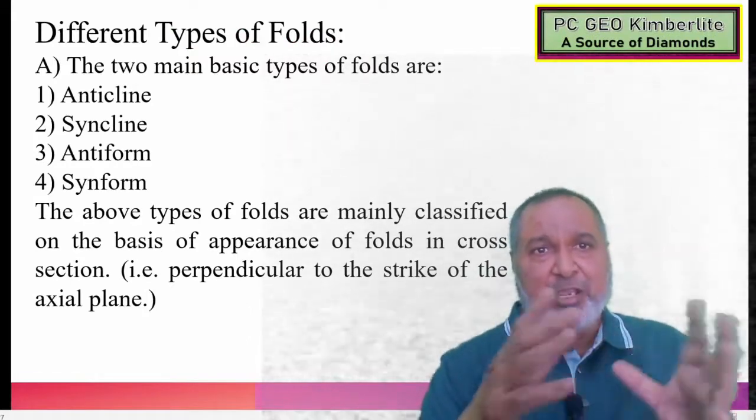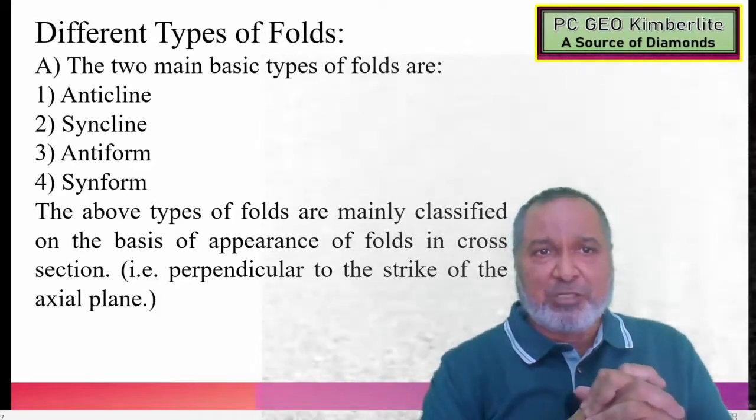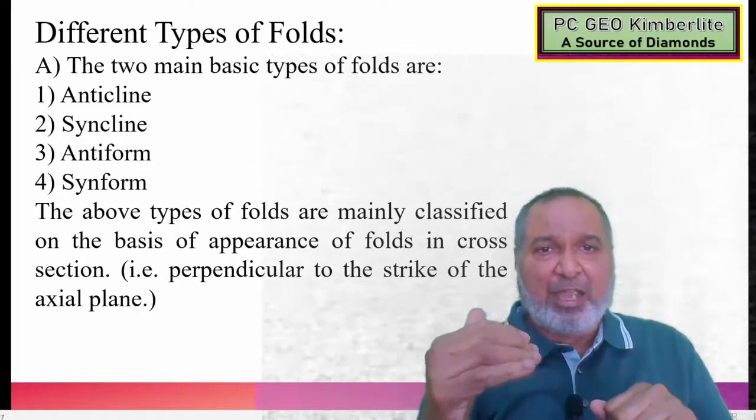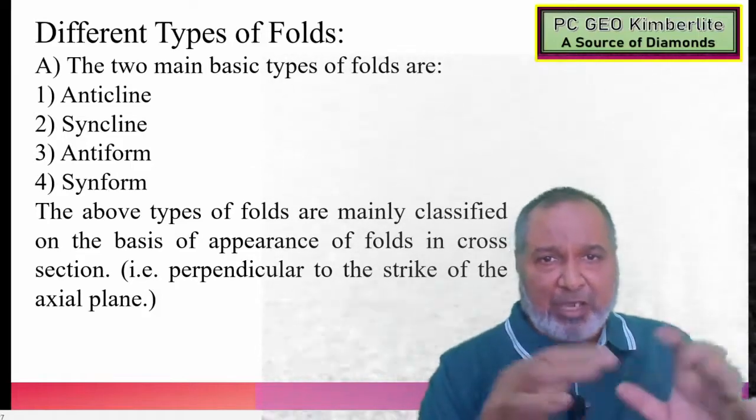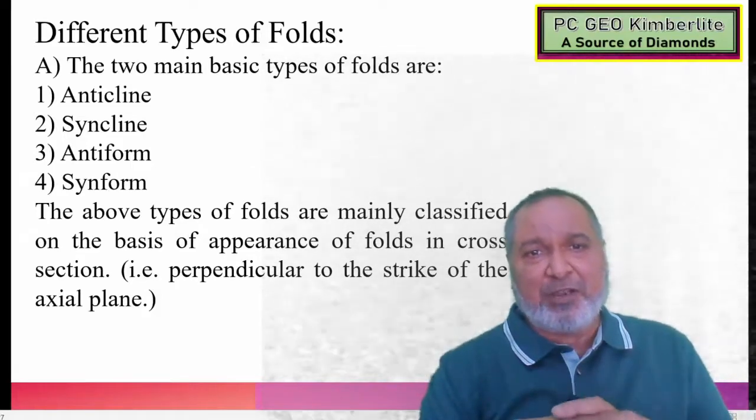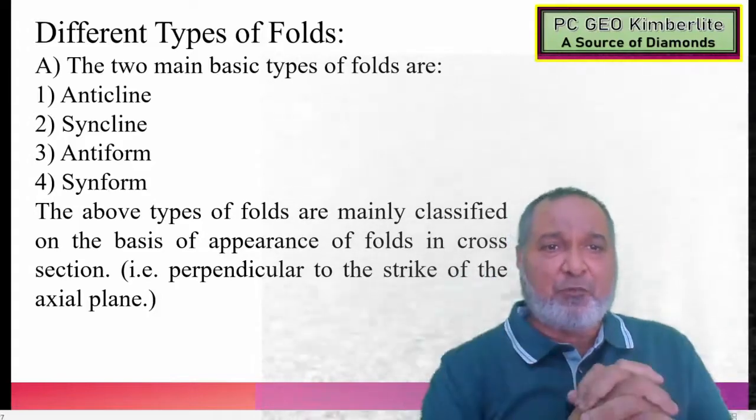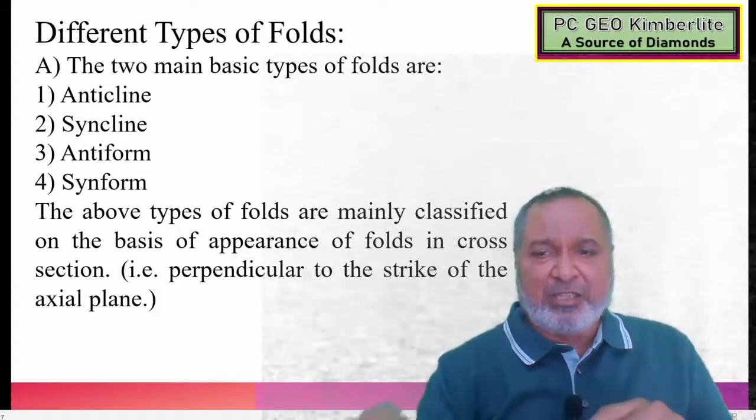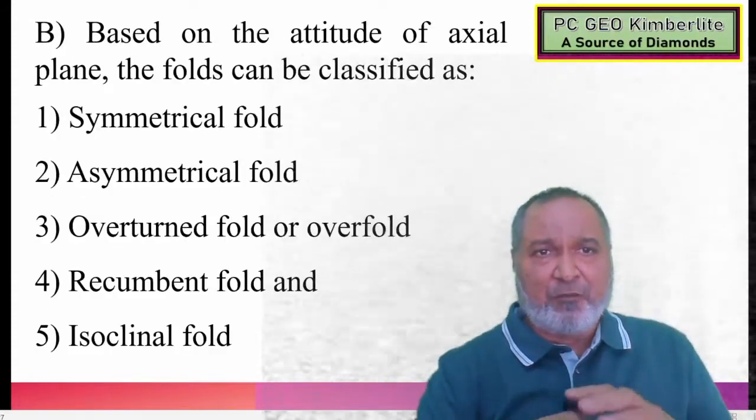The two main basic types of folds are anticline, syncline, antiform, and synform. These folds have been classified on the basis of the appearance of the fold in the cross section. One by one, we'll see these particular folds.